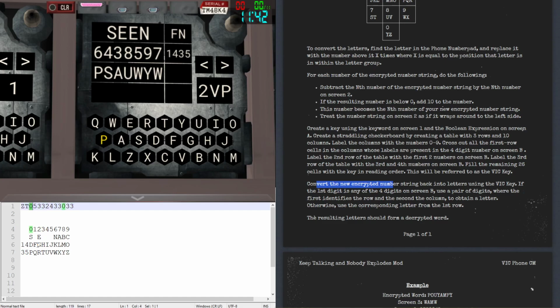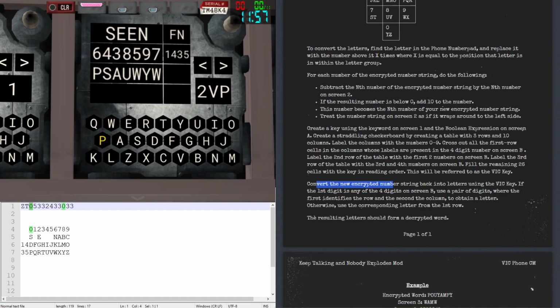Then we have to find 0. Now, the thing about this is that if this is not present within these labeled rows whatsoever, such as, this number is not present within screen B as well, which it isn't, then simply we're going to check out the first row and use 0 as the column, which turns into an S. Then we have 5 as the row and 3 as the column, that turns into Tango. Then we have 3 as the row and 2 as the column, that turns into Romeo.